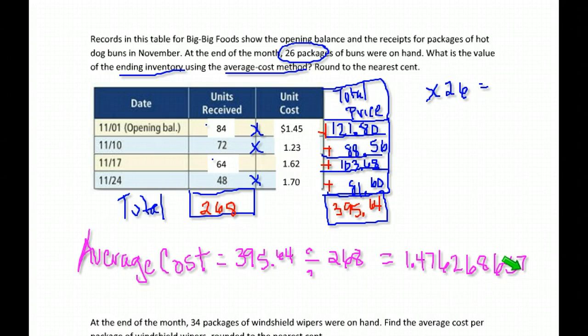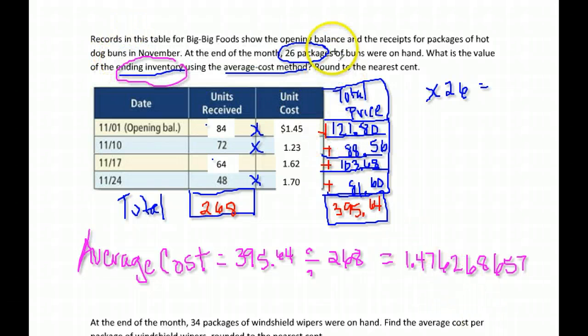When we do, we get about 1.476268657. Now, if they had asked us just for the average cost of an item, we would go ahead and round this off to $1.48. Since we're moving on, because they want to know the value of the total ending inventory, again, just leave that number in your calculator, okay? And that's the average cost of an item.